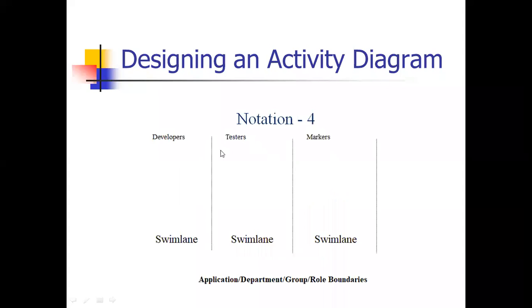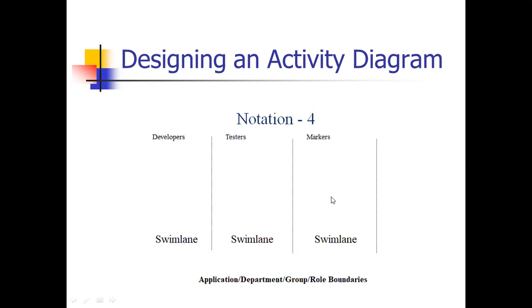Then this is the fourth notation, the swim lane. These are applications, department, group, role boundaries. These are called swim lanes. Developers, testers, marketers: these are the swim lanes. Inside them, we are going to draw some activities. In your books, you can see these swim lanes.